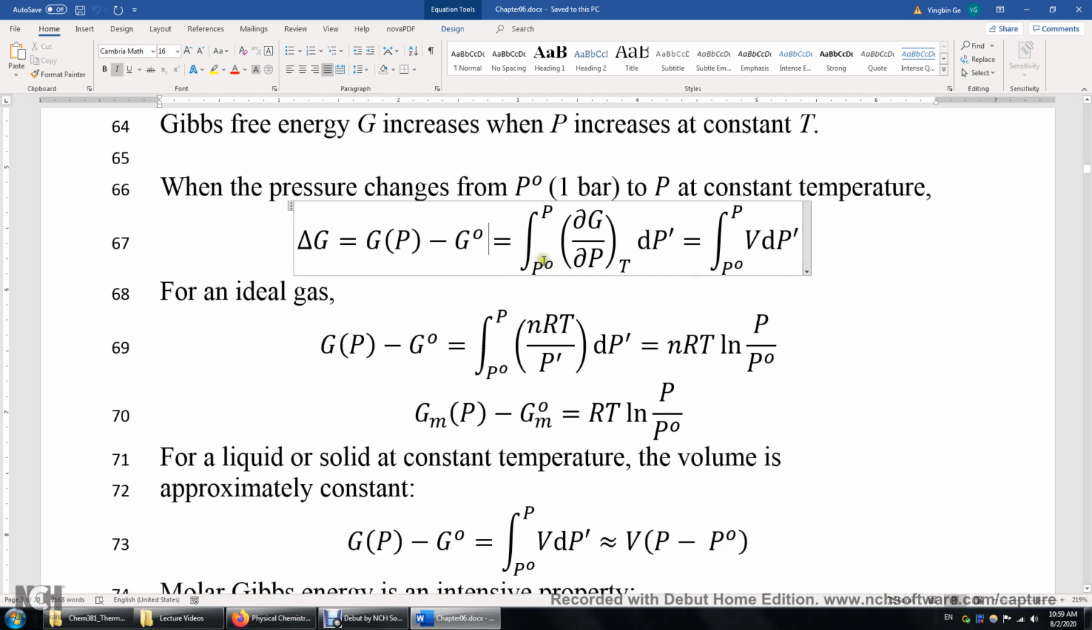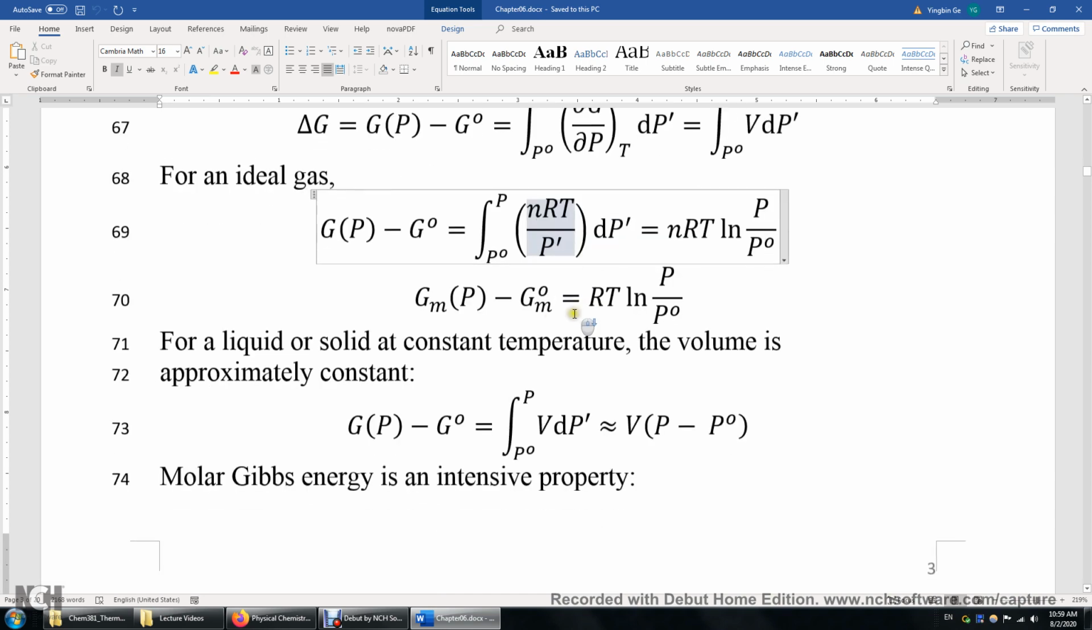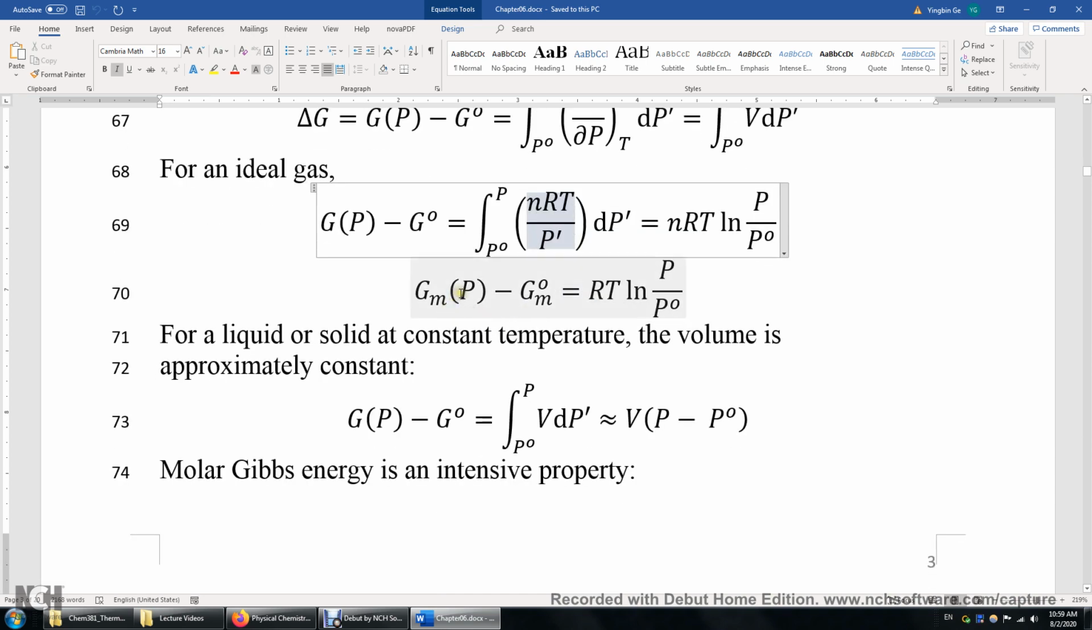If we have an ideal gas, it's very easy. Volume is nRT over P, so we just need to integrate this. The result is nRT times the logarithm of P over P naught. This P prime is a dummy variable, from P naught to P. And then we can tell that the molar Gibbs energy of a gas with a pressure P versus the molar Gibbs energy of that gas in a standard state has a difference. The difference is simply RT times ln P over P naught.